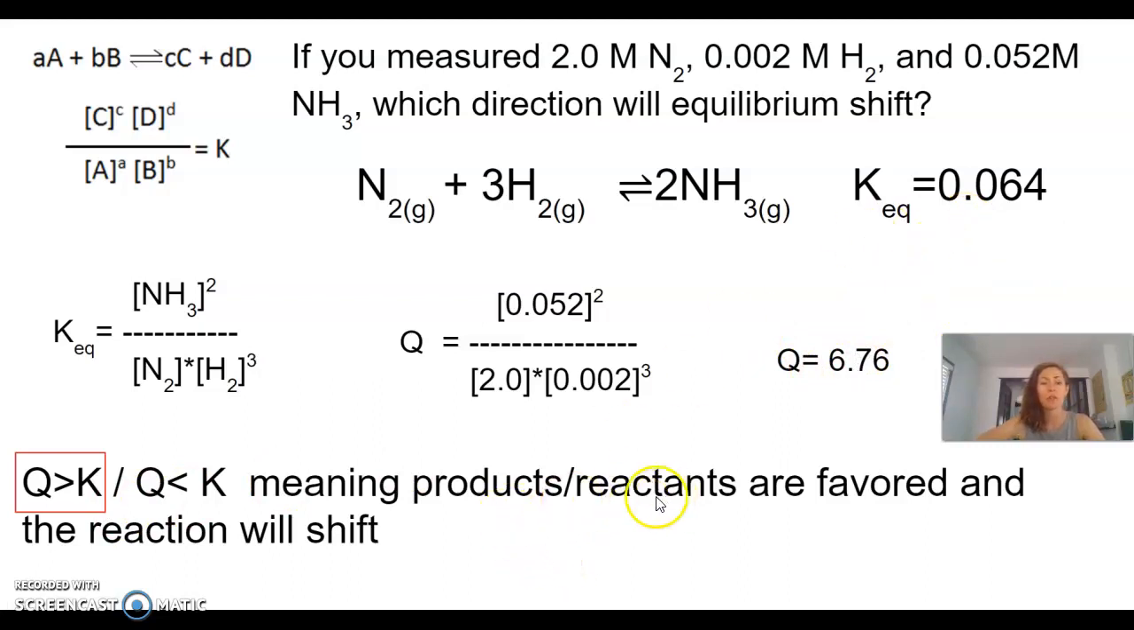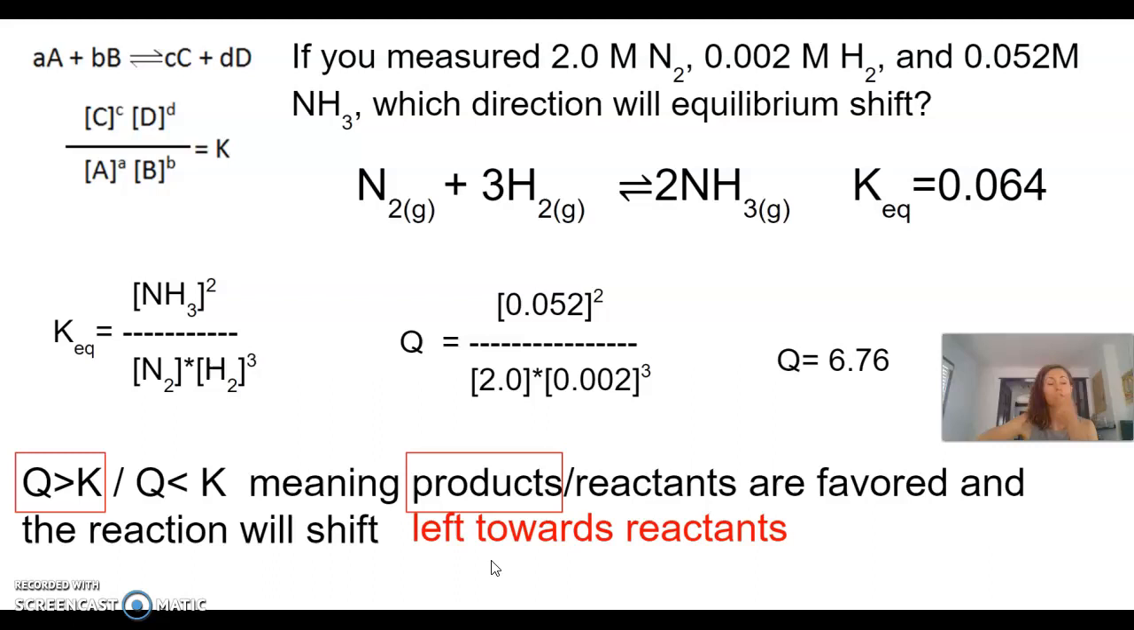Meaning that, which one is favored currently? If my Q value is greater than my K value, that means that products are favored and that the reaction is going to shift towards the left to the reactants. So if products are currently favored, my reaction is going to shift to reactants before it reaches equilibrium.